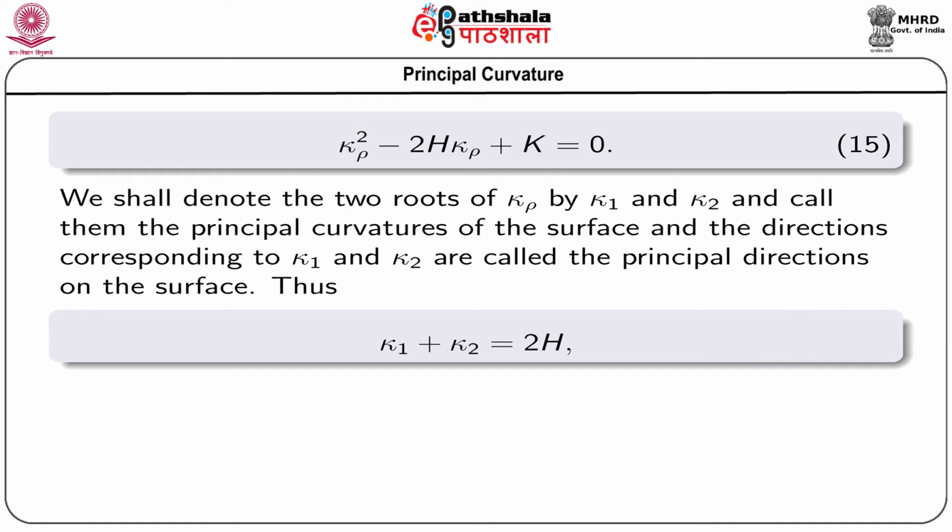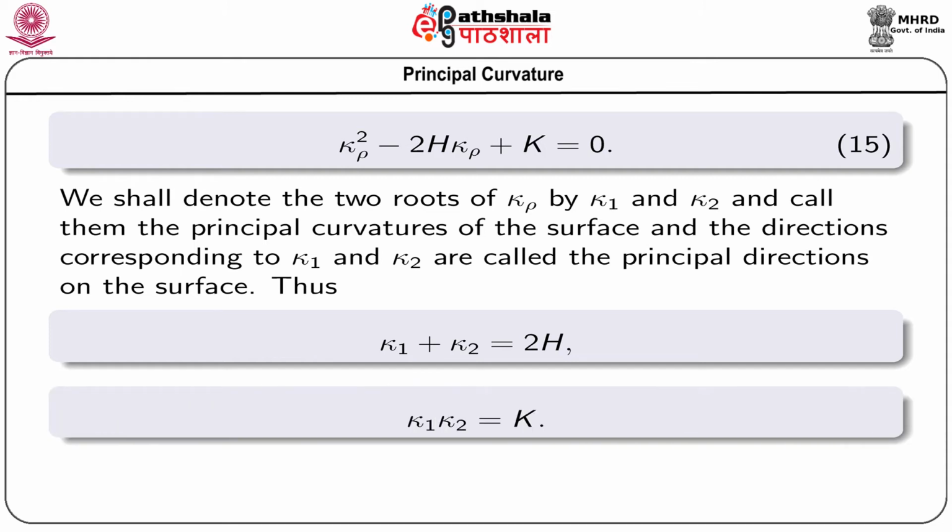And we have this relation that kappa 1 plus kappa 2 equals to twice h, because the sum of the roots is minus b by a, that is 2h, and the product of the roots is k, the Gaussian curvature k. The sum of the roots is 2h and the product of the roots is the Gaussian curvature k.